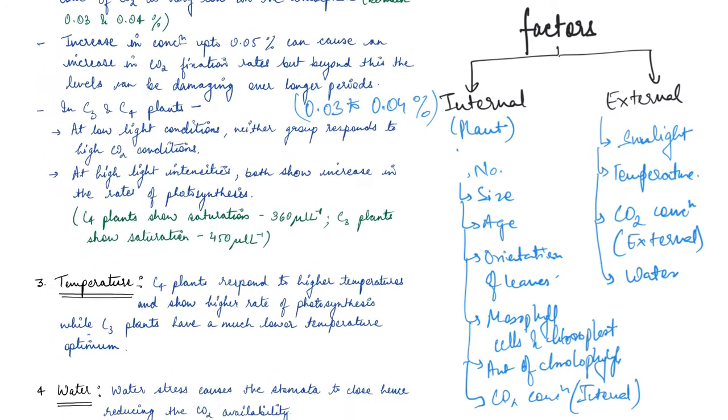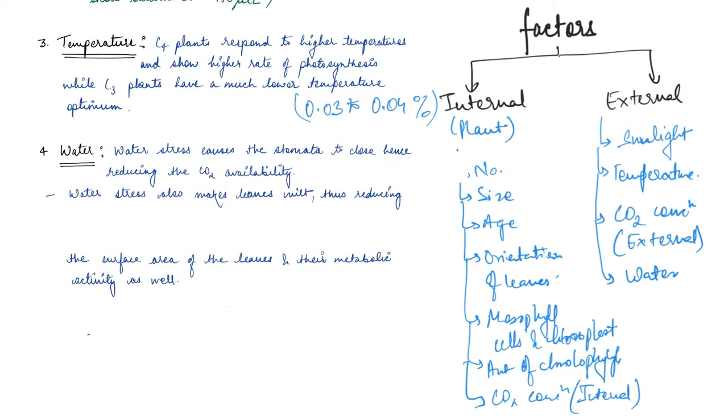Now the next factor is temperature, and then we have water. Now again guys, if we talk about temperature, the dark reactions, that are enzymatic, are temperature controlled, right? Though light reactions are also sensitive to temperature, they are affected to a much lesser extent. So basically the C4 plants respond to higher temperature and they show a high rate of photosynthesis, while C3 plants have a much lower optimum temperature.